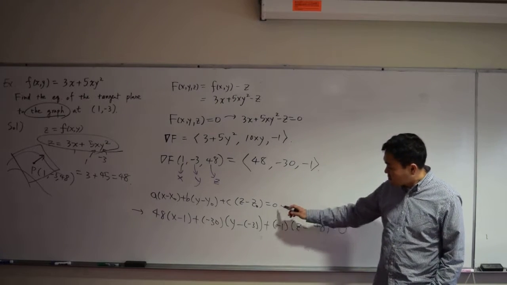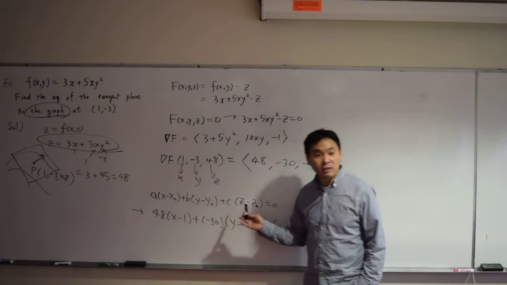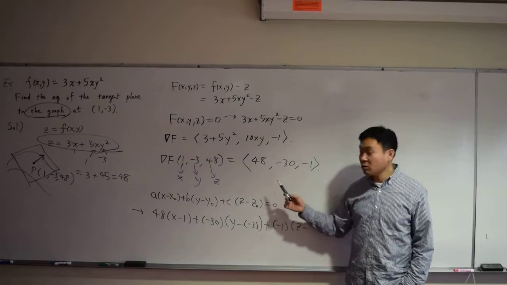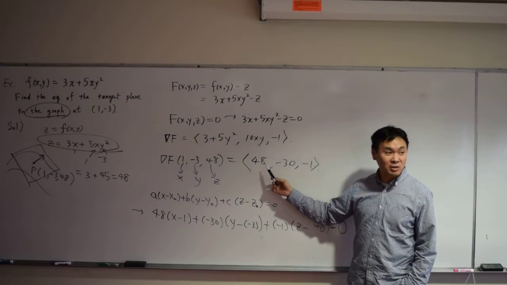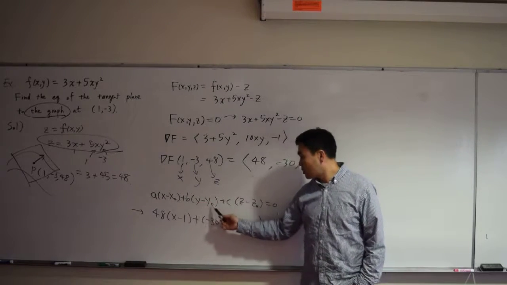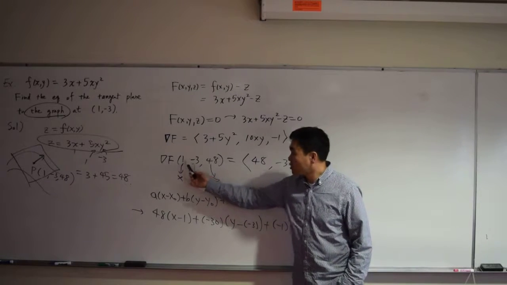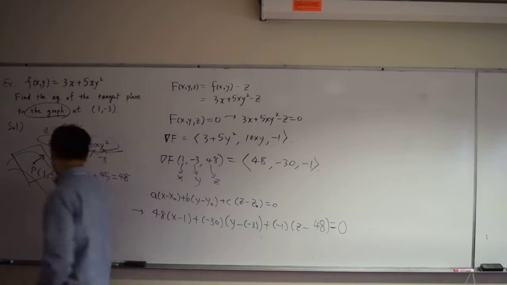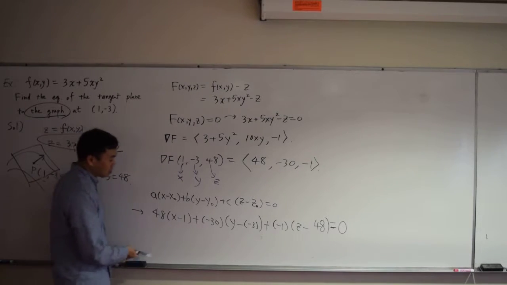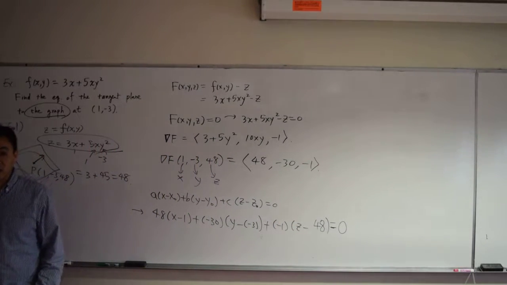Once again, this is the plane equation. What is this a, b, c? That's the normal vector, and we're trying to use the gradient as the normal vector. So these numbers go into a, b, and c. Okay. What's x naught, y naught, z naught? That's a point, and we're trying to find the equation of the tangent plane passing through this point 1, negative 3, 48. That's why I plugged in 1, negative 3, and 48 there. Okay? That's how you get the plane equation.